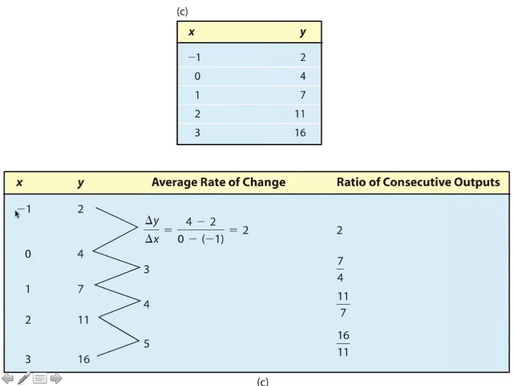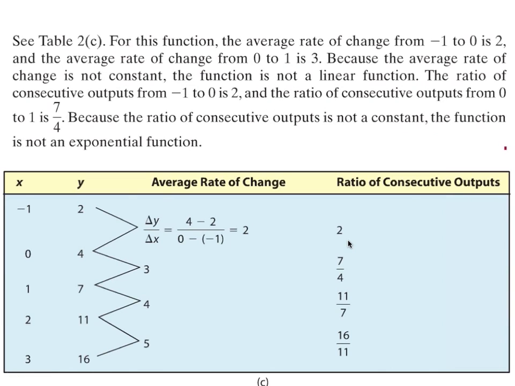And we have another one here. Again, we have different values for x and y. If we calculate average rate of change, we get 2, 3, 4, 5. Those are not all the same. And then for this one, if we calculate ratio of consecutive outputs, we have 4 divided by 2. That gives us 2. Then we have 7 divided by 4, which does not give us 2. So this one doesn't have an average rate of change that's all consistent, and it doesn't have a ratio of consecutive outputs that's consistent either. So since those are not the same, it's actually not exponential or linear.